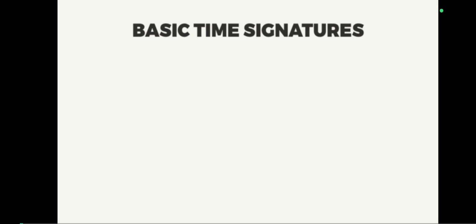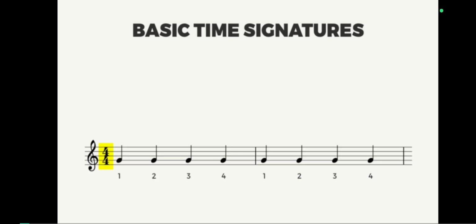Okay, let's have a look at time signatures. These are the pairs of numbers like 4 4 you see at the start of standard notation, and they tell you about the rhythm of the music. Now, the top number tells you how many beats are in each bar. For example, this 4 here means there are 4 beats in each bar, like this.